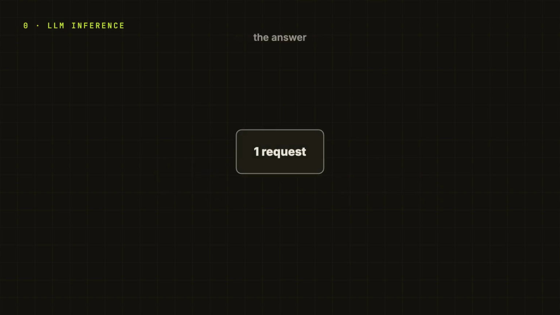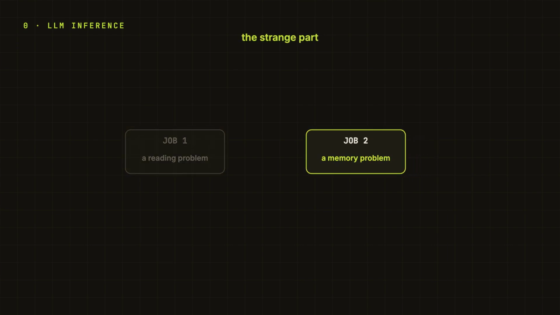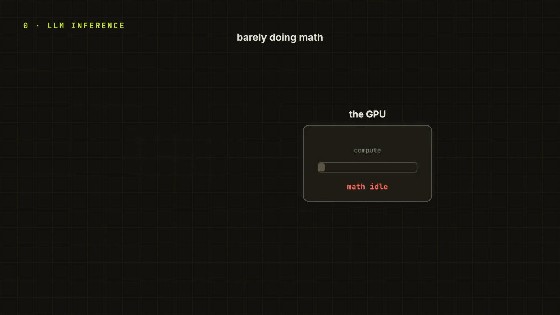And at high level, the answer is this. On the API side, it looks like one request. But inside the model server, it is not one job. It is two very different jobs glued together. One is a reading problem, the other is a memory problem. And honestly, the strange part is that second one. Once that first token comes out, the GPU is barely even doing math anymore. Most of the time, it is just waiting on memory. And that is the thing we really want to understand.